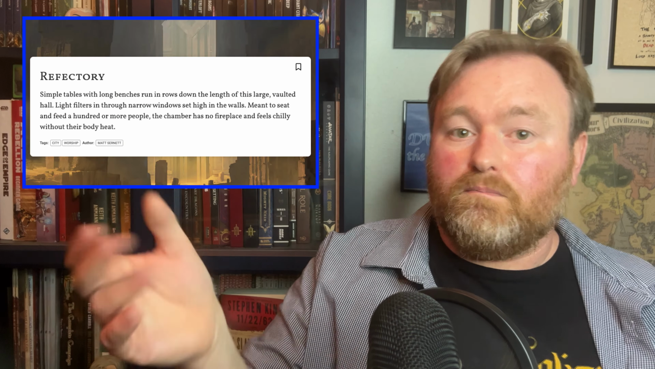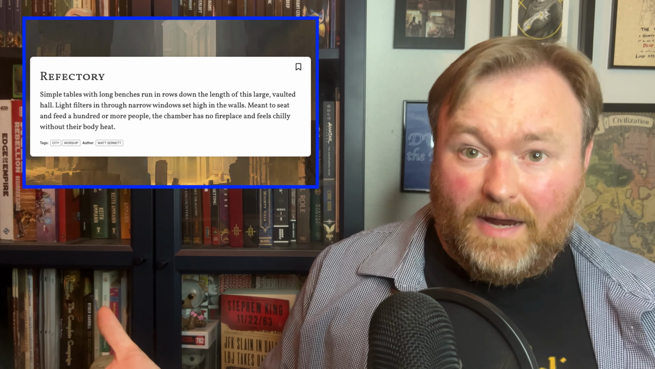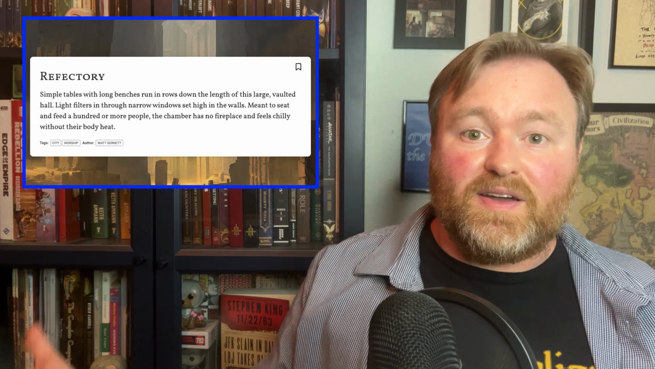Meant to seat and feed 100 or more people, the chamber has no fireplace and feels chilly without their body heat. That's already a huge improvement. But of course there's an issue here. I have no idea what a refectory is. I've got no idea what I'm describing.